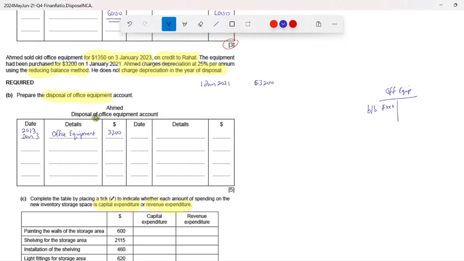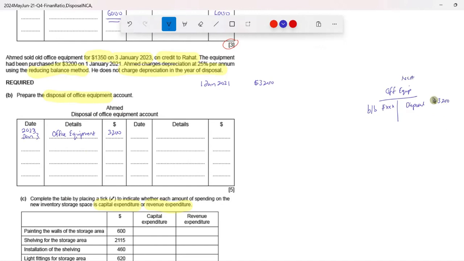When Ahmad disposed of this old equipment, there will be a disposal of office equipment, and this particular office equipment, which costs 3,200, will be credited. After being credited, it will be debited here to the disposal account. So that's a double entry. This is the non-current asset account in Ahmad's book.